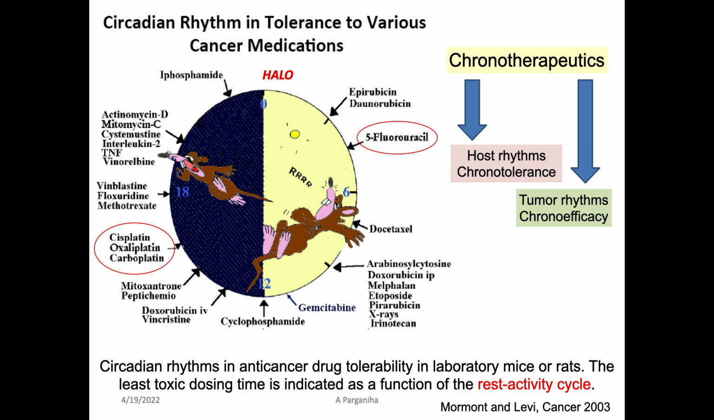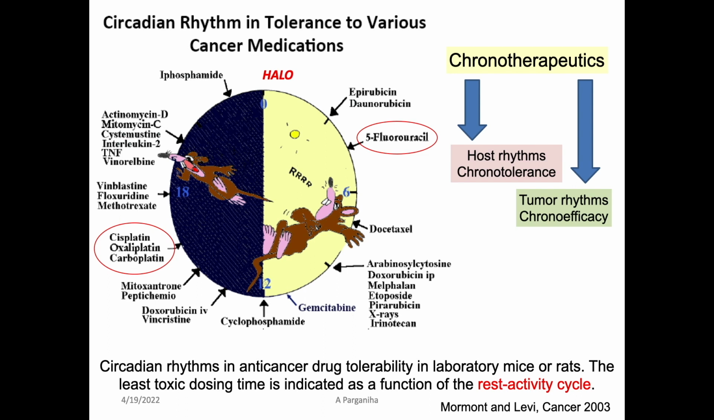So we can see that, for example, epirubicin, 5-fluorouracil, that is 5-FU, docetaxel, and the remaining drugs are more effective during their rest span. It means if these drugs are given during the rest span of the mice, then it will be better tolerated by the mice and the effectiveness is more.